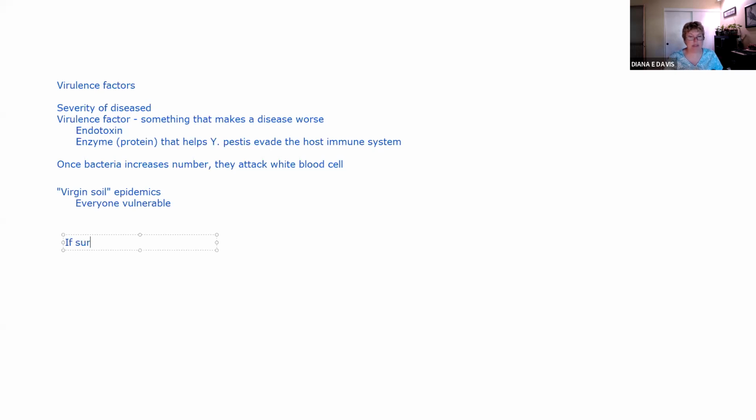Now, if you survived, then you would have some resistance to reinfection. Which means that once plague came through a city, the survivors were less likely to be reinfected. But recovery was long. There was often permanent damage, such as paralysis, deafness, vision loss, and of course, psychological trauma, PTSD. I mean, think about it. If plague comes through and wipes out 90% of your friends and family, yeah, that's going to cause some serious trauma.